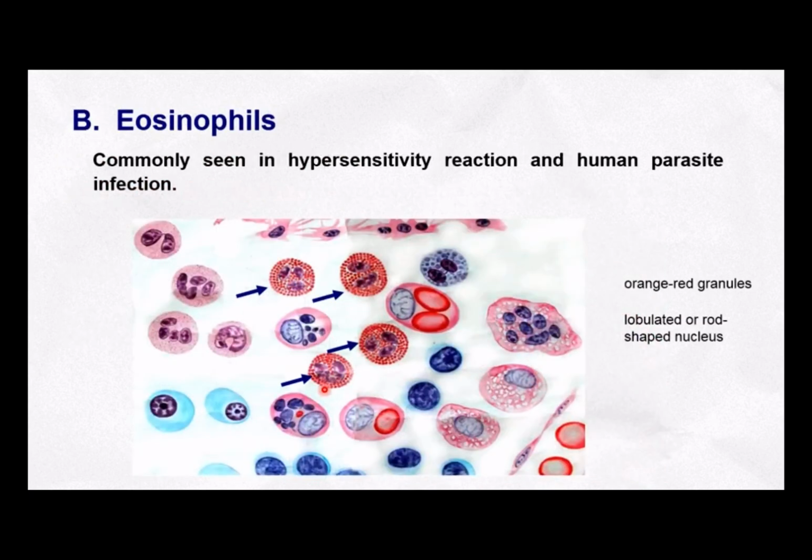The four cells are eosinophils. The cells are round and have a lobulated or rod-shaped nucleus. The cytoplasm contains large orange-red granules. Eosinophils are commonly seen in hypersensitivity reaction and human parasite infection.